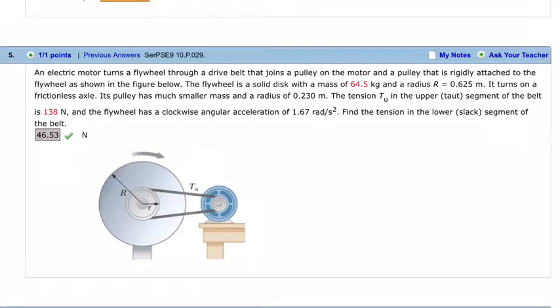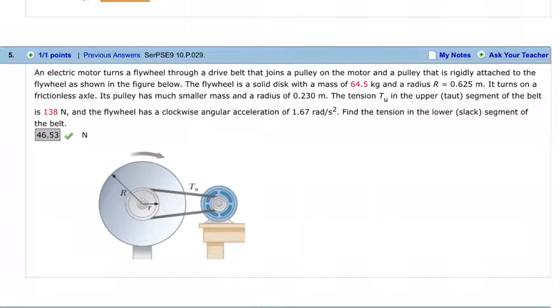WA 16 number 5. An electric motor turns a flywheel through a drive belt that joins a pulley on the motor and a pulley that is rigidly attached to the flywheel as shown in the figure below. The flywheel is a solid disc with the mass of 64.5 kilograms and a radius big R is equal to 0.625 meters. It turns on a frictionless axle.